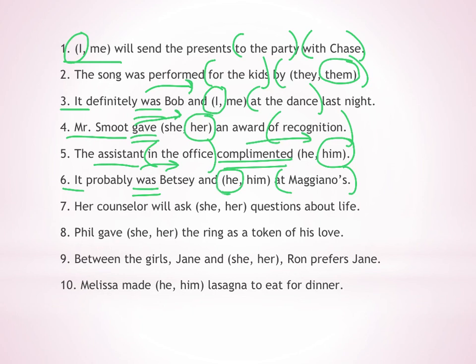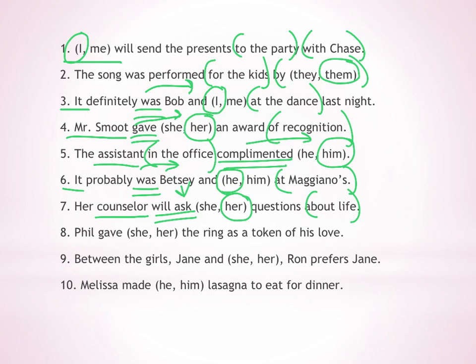Her counselor will ask she or her questions about life. About life is my prepositional phrase. My subject is counselor. My verb is will ask. Now notice I have 2 words there, so I'm only going to look at the last word, ask. It's not on the being verb list, therefore it must be an action verb. Therefore, the pronoun we are going to choose is objective, which would be her.